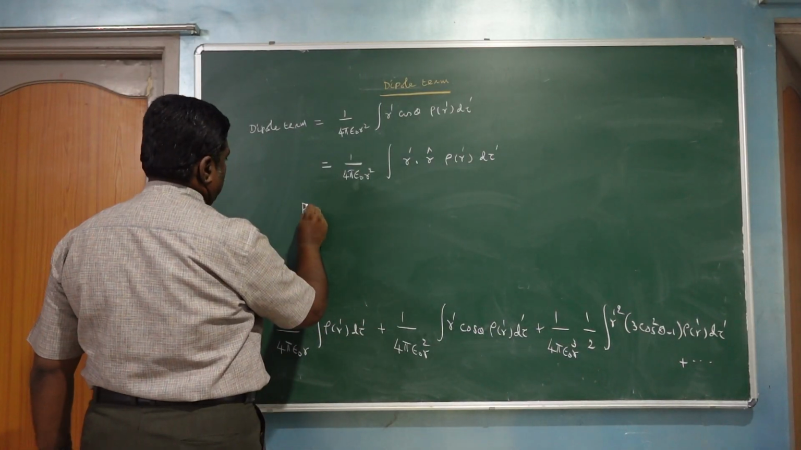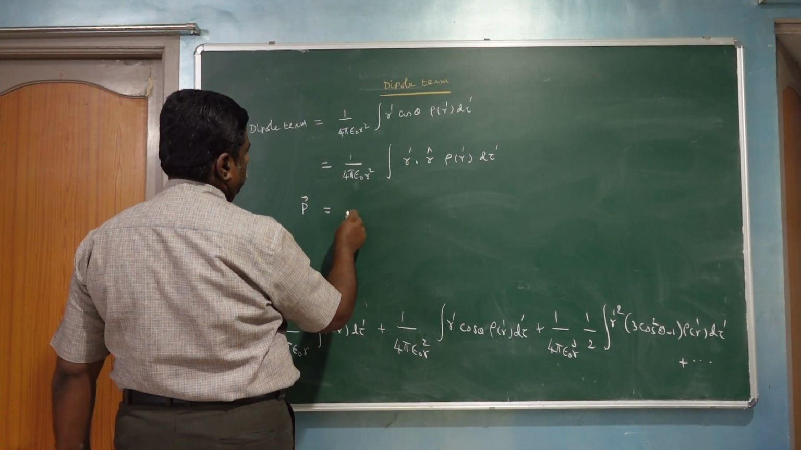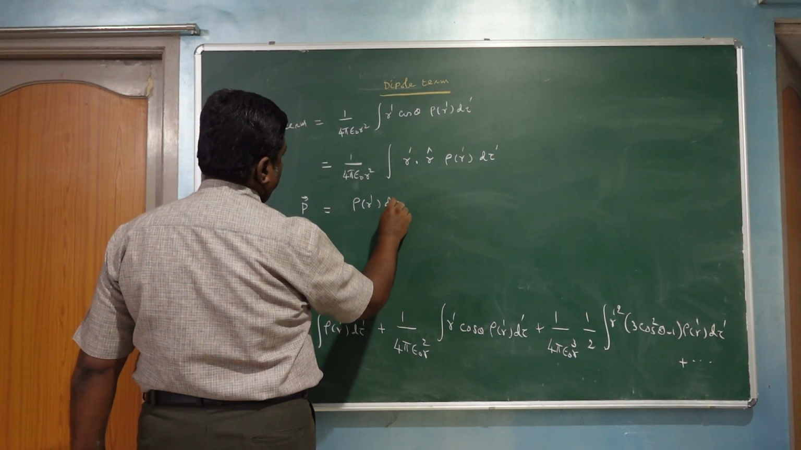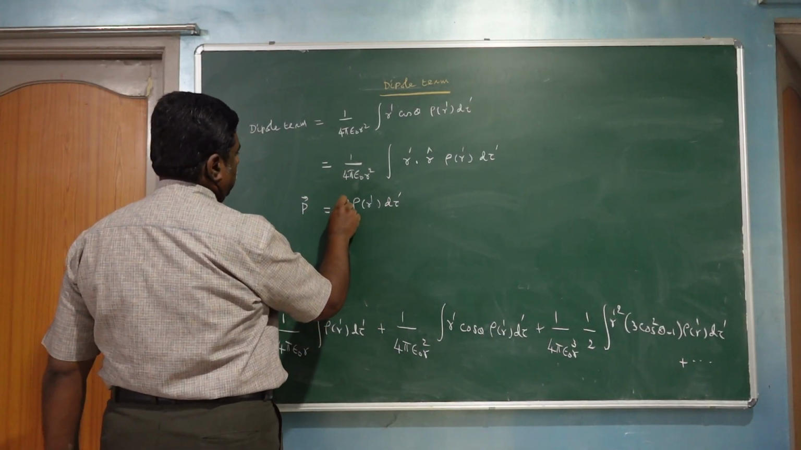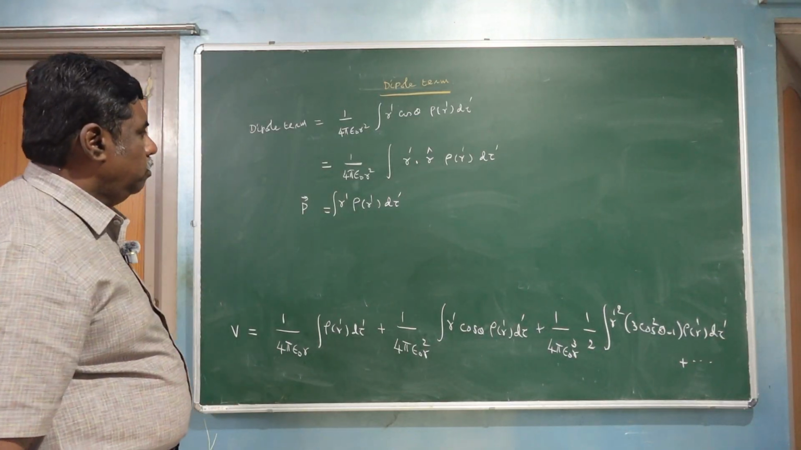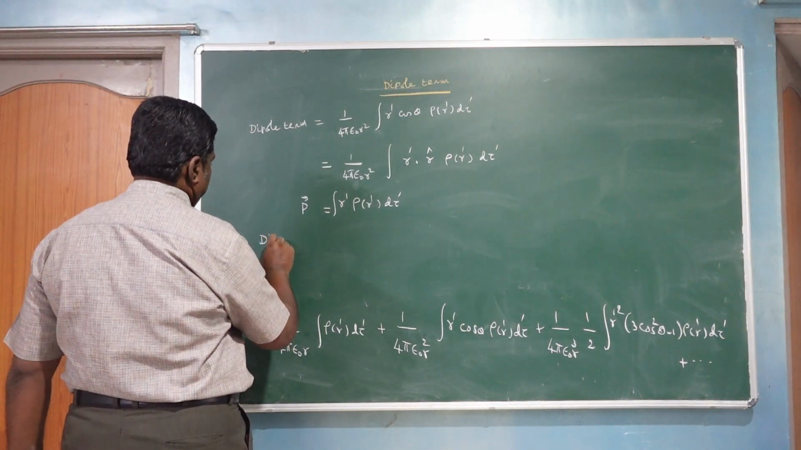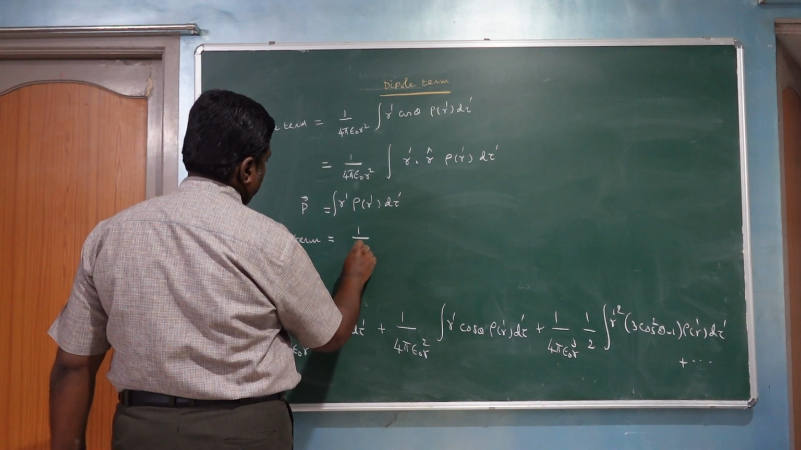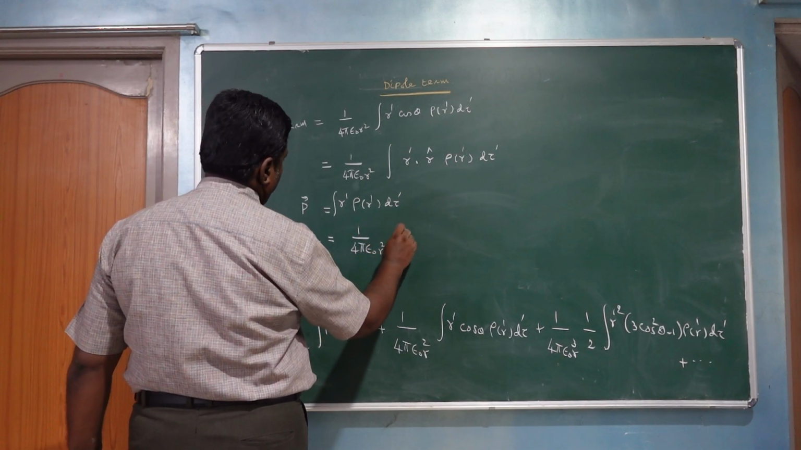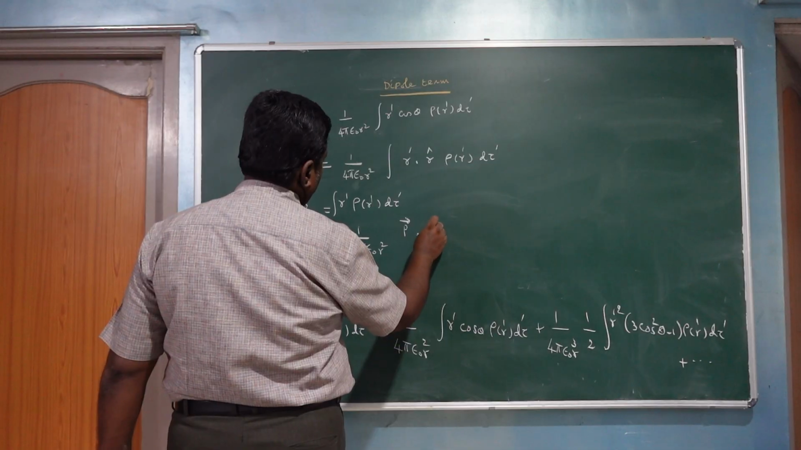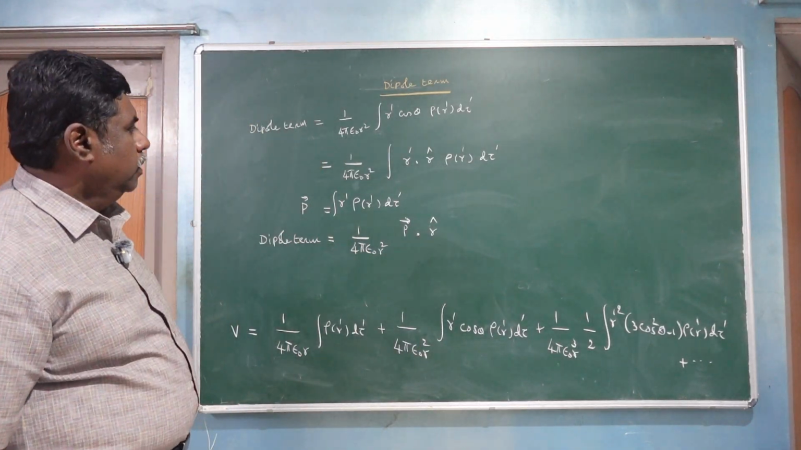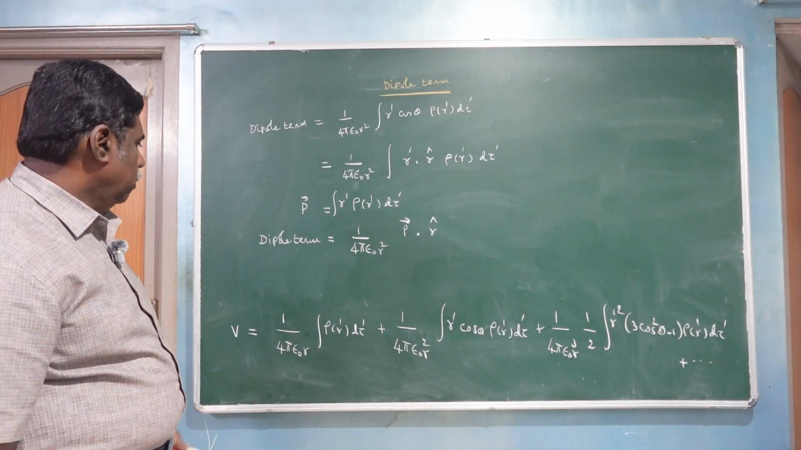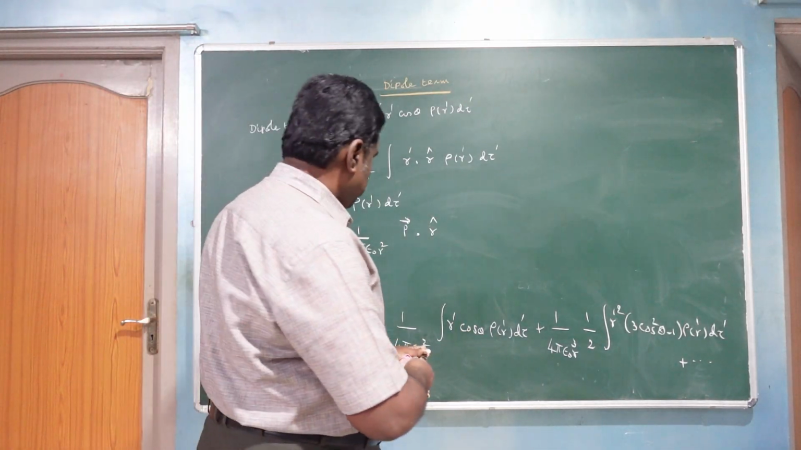But our dipole moment is equal to the integral of rho of r dash d tau dash into r dash. This is our dipole moment. So the dipole term is equal to 1 divided by 4 pi epsilon naught r square, vector P dot r cap. This is our dipole term. Now we have to provide the explanation for this.